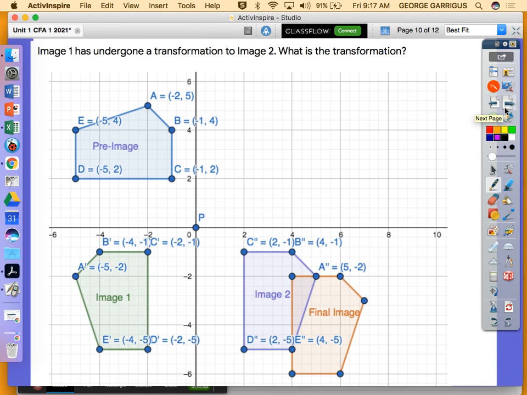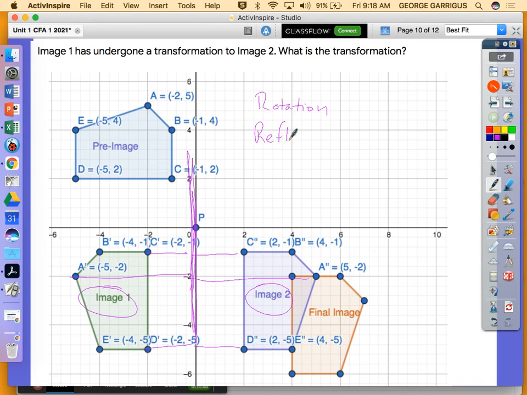Next, image 1 has undergone a transformation to image 2. It looks like a mirror image here. If it's a mirror image where things are an equal distance away from this axis, and it maintains its congruency, which transformation is it? Is it a rotation, a reflection, or a translation? Those are the rigids.